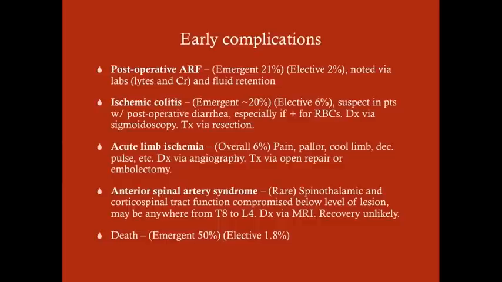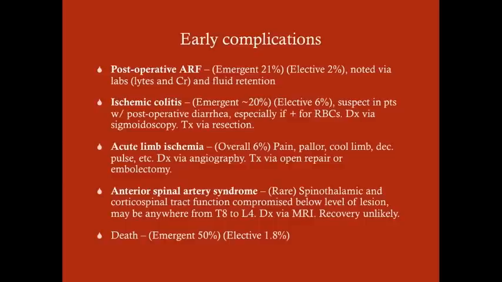Acute limb ischemia, overall about 6%. The symptoms of this are going to be your pain, pallor, poikilothermia, decreased pulse, etc. And this is diagnosed via angiography and treated via open repair or embolectomy. This occurs because when you're putting in the graft, you can get emboli from any kind of plaque that's around the aneurysm.